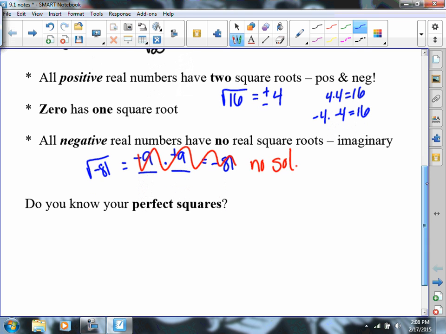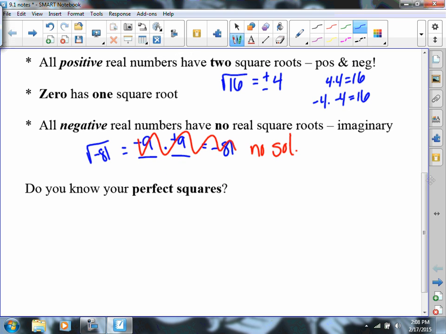Now, we'll have to know our perfect squares as we go through this chapter. And the perfect squares, we're just going to generate a list of them by taking a number times itself. So if you start with 1, you get 1 times 1 is 1. 1 is technically a perfect square, but it doesn't really help us reduce anything. So we're going to skip 1. And so we'll start with 2 times 2, which is 4. Then 3 times 3 is 9. So 4 and 9 are going to be your first 2 perfect squares.